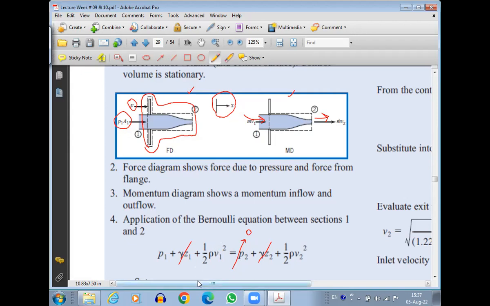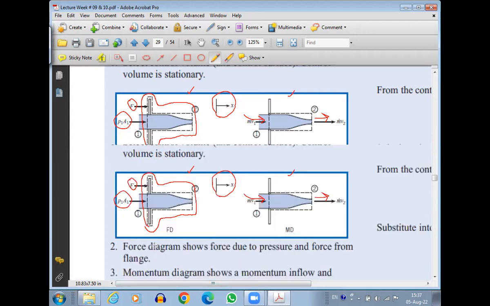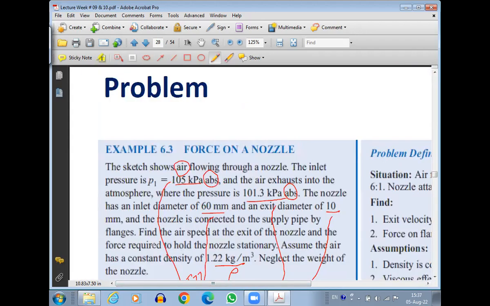So what are we left with? We have P1 plus half rho V1 square, and here we have half rho V2 square. Density is known in the problem. What pressure is known here? We know P1 is 105 kilopascal absolute, but I told you we are not going to use the absolute values. We need to use the gauge values.